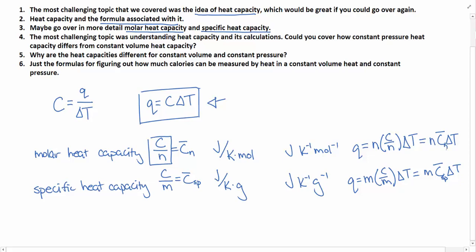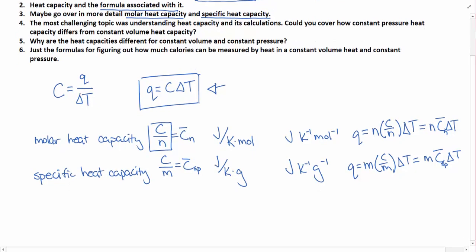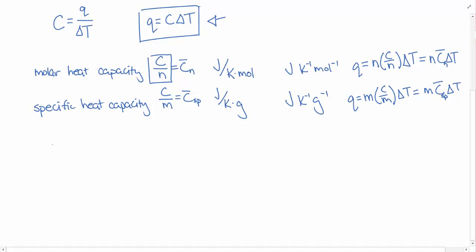So now the question comes to, how is heat capacity different, and why is it different, for constant volume versus constant pressure? At constant volume, let's see what happens. First we have our general formula, Q equals C delta T. Now let's say that we have a constant volume. I'm just going to write subscripts to show that we're at constant volume. So the heat at constant volume is equal to the heat capacity at constant volume times delta T.